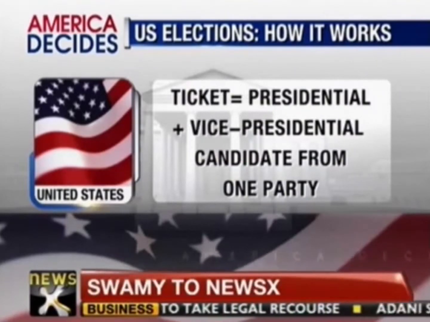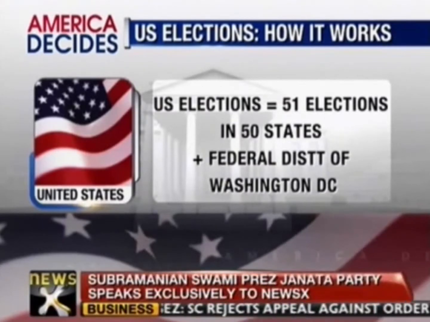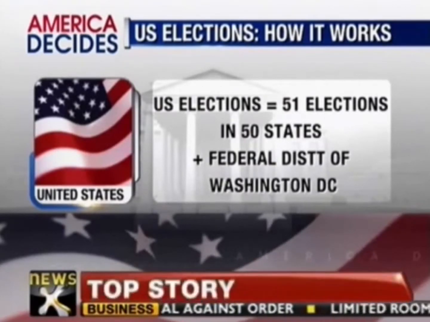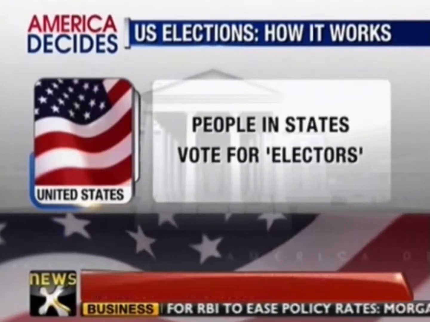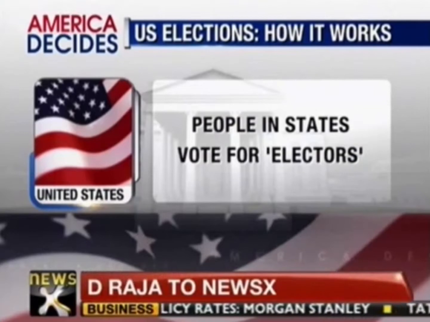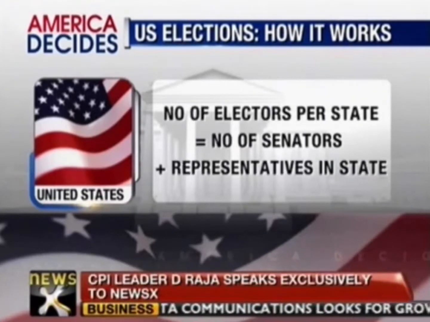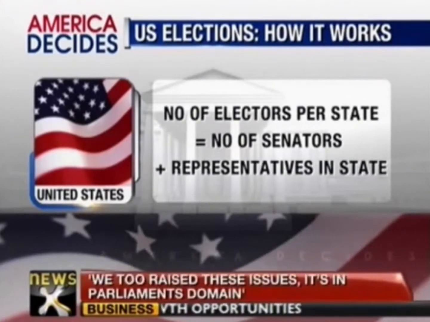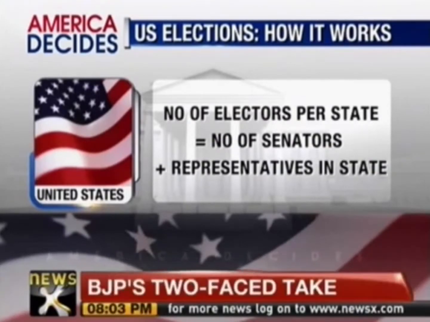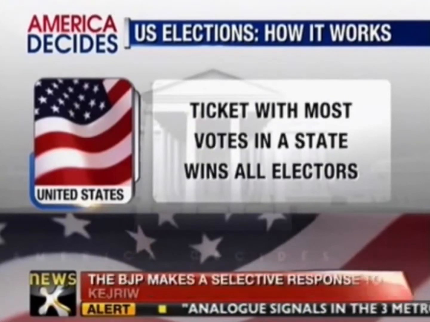The US election is actually a series of about 51 separate elections conducted in 50 states and the one federal district of Washington, D.C. Now, in these 51 elections, people vote for electors who pledge to support one of the tickets. The number of electors is decided on the basis of the number of senators and representatives in each state. Now, while each state has 2 senators, the number of representatives is based on the population of that particular state. Whichever ticket receives the most votes in a state gets all the electors.